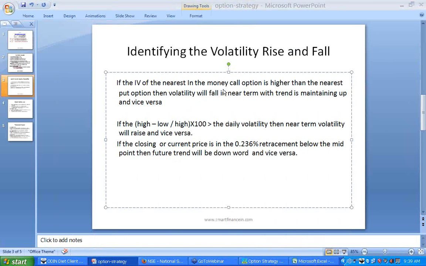This is the rule. 22.97 for call, 22.71 for the put, for the IV. Tell me your answer. This is the nearest call option and put option. What is the volatility going to happen in the near future?